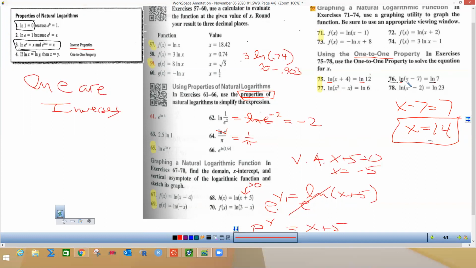So I put 14 in here. What's 14 minus 7? 7. So the natural log of 7 is going to equal the natural log of 7? You see how that works? Okay, so I'm going to have you do the rest of the time. The rest of the time you're going to be doing your homework. So let's get a start on it.